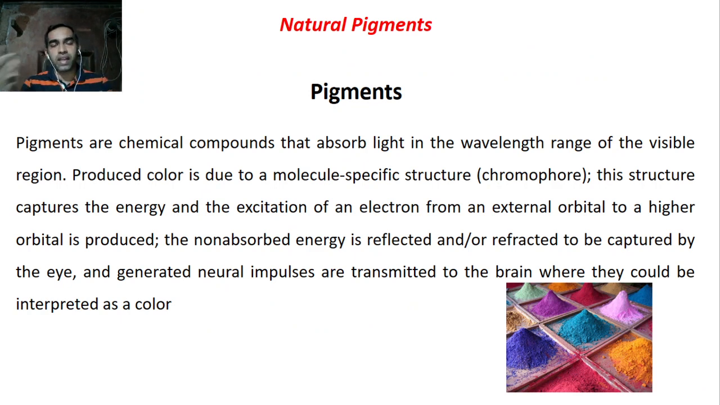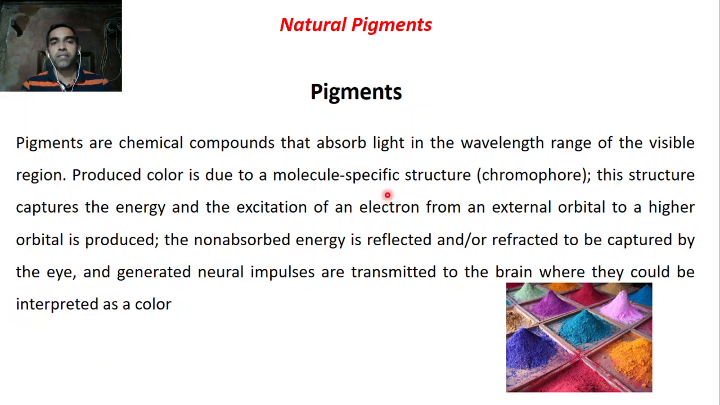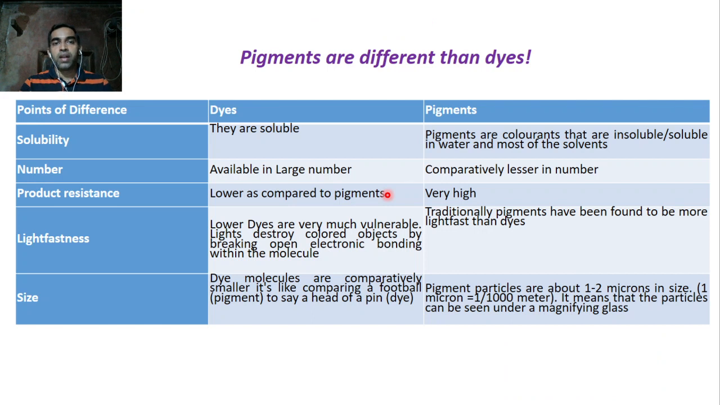A pigment is that chemical compound which absorbs color and imparts a particular color to that particular substance. This color appearance is because of so many factors: chromophore, auxochrome, and the reflectance and absorbance of light. When visible light falls on a particular substance, the reflected component is what we see, and that's what color is because of. Remember one thing, pigments are different than dyes, so don't misunderstand.